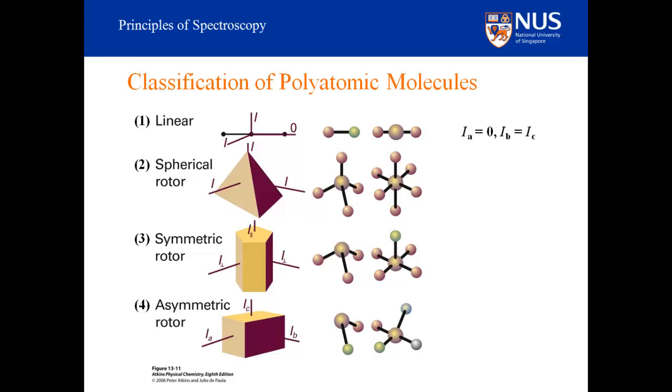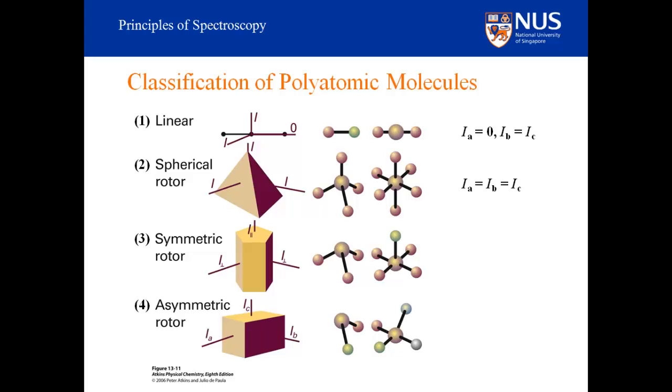Why did I choose A to lie along the internuclear axis? Well, basically this is a convention, and the convention is the axis with the smallest moment of inertia is labelled as the A axis. So the A axis has the smallest moment of inertia, the B axis has the next smallest, and the C axis has the largest moment of inertia. So A, B, C, smallest to the largest moment of inertia. That is how we classify them.